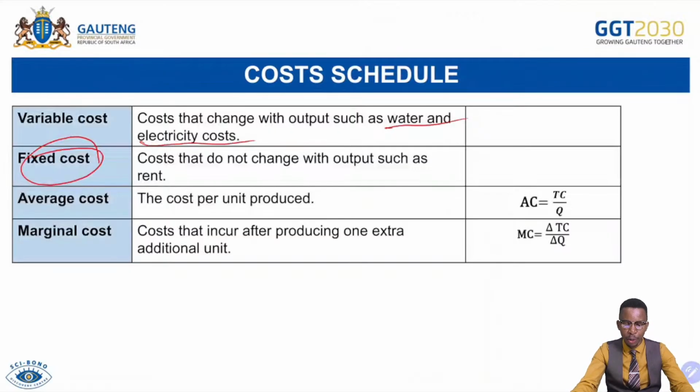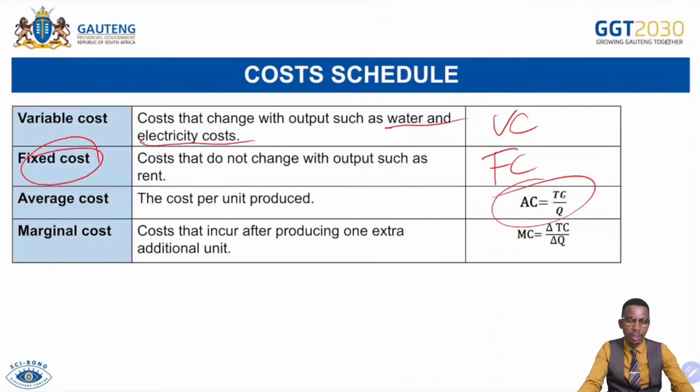And then we talk about the average cost. This is the cost per unit produced. Then we have a formula here. In terms of the formula, we say average cost, which is AC, equals TC over Q, which is total cost over the quantity. Remember, the variable cost is also called VC in this situation. The fixed cost is called FC.